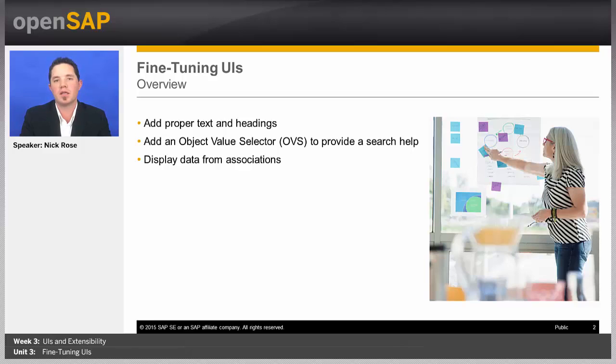We'll also look at displaying data from associations. So how can we incorporate data from other objects to make our screen more user-friendly without copying that data. So let's jump back into the UI Designer.